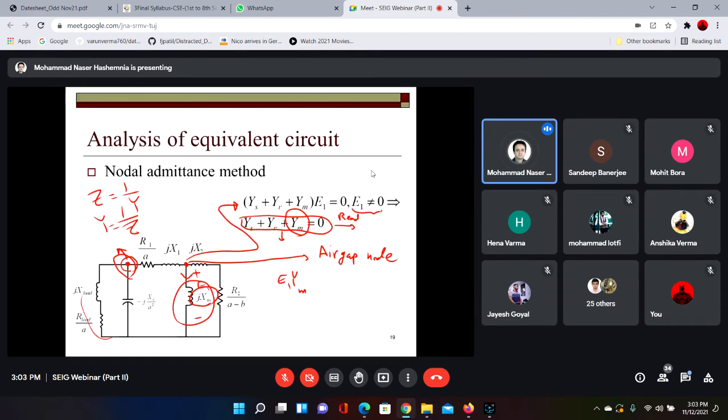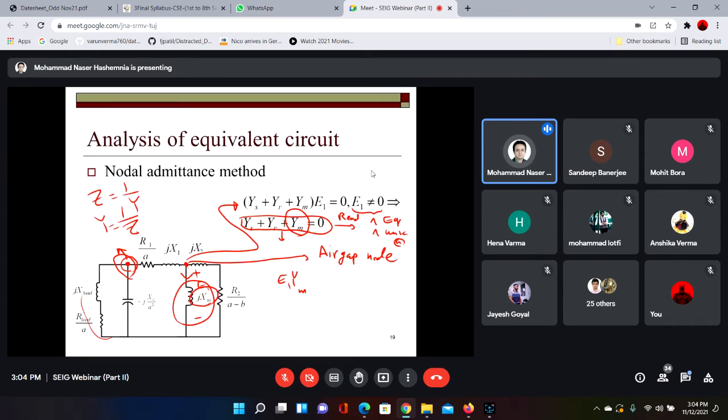Dr. Banerjee, am I clear? Yes, sir, totally. So this is the reason that we use the node admittance method across the air gap node. We don't use the node admittance method across the capacitor. Of course, from the electrical circuit point of view, both the methods are equivalently correct, but it is much better to use this method just in the air gap node, because you can have one equation and one unknown, and this makes the problem much simpler.